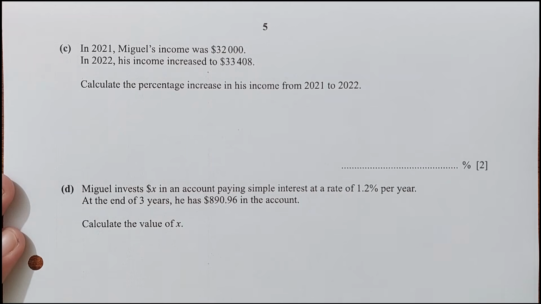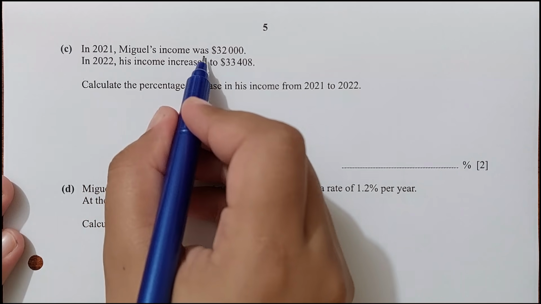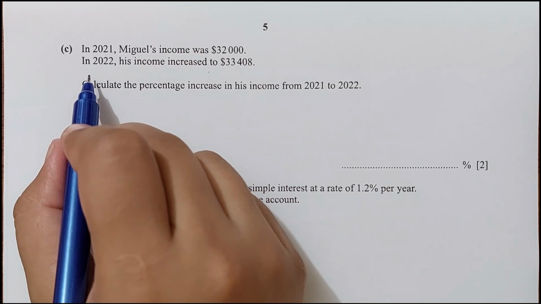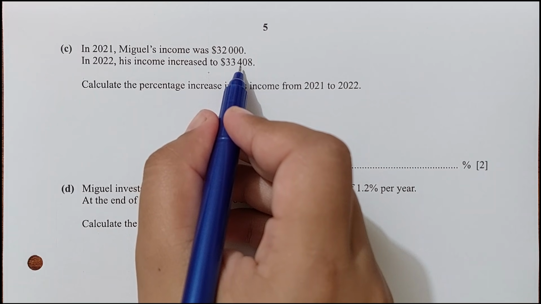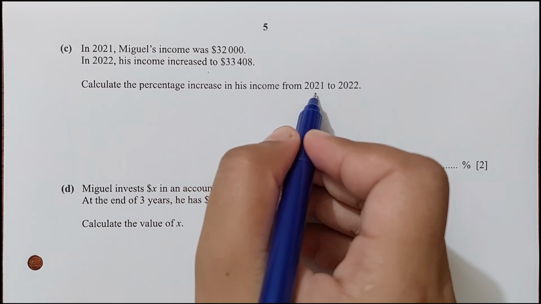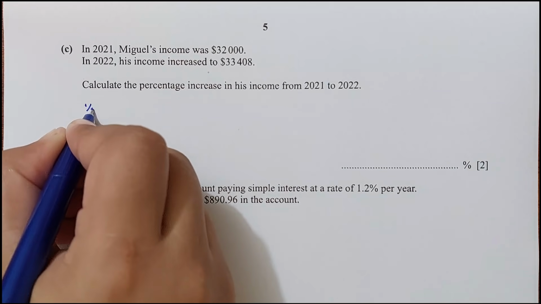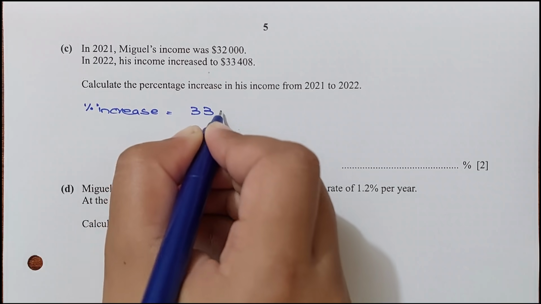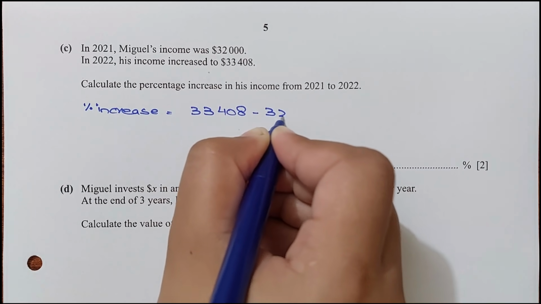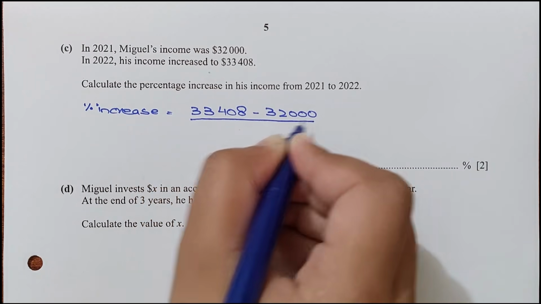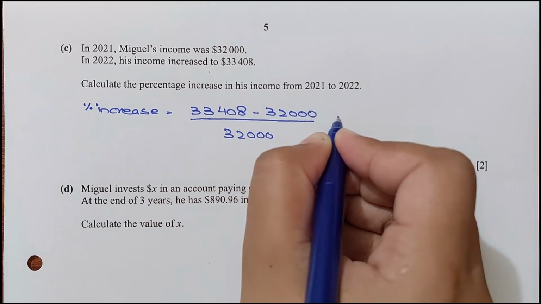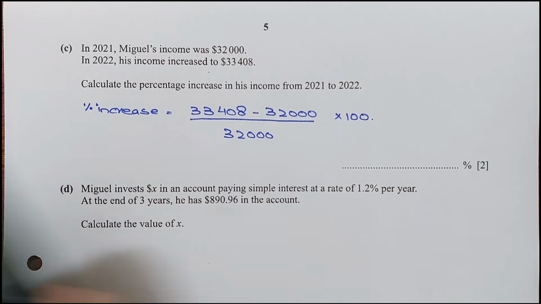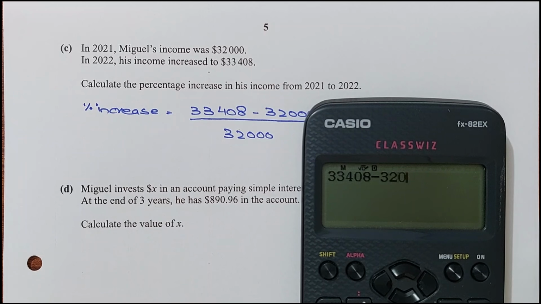Right. Number C. In 2021, Miguel's income was $32,000. In 2022, his income increased to $33,408. Calculate the percentage increase in his income from 2021 to 2022. Okay, so percentage increase is basically how much is the increase, right? 33,408 subtract 32,000, divides the original income in 2021, which is 32,000, and times it by 100. All right, 33,408 minus 32,000 divides 32,000 times by 100. 4.4% is the increase.